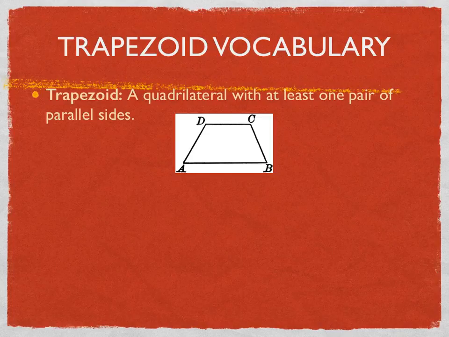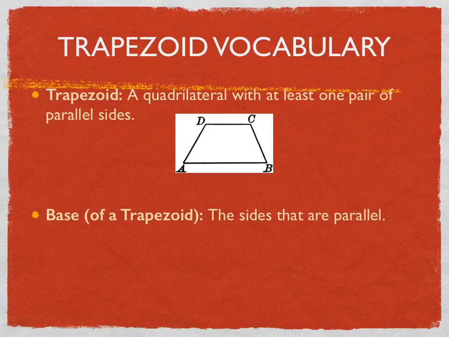Just like we had a feature of the kites that we had to talk about with those ends, we have another one with trapezoids that we need to talk about. It's going to be what we call the bases. The base or the bases of a trapezoid are the sides that are parallel. So it's my parallel sides. Based on this picture here, what are my bases? What sides are they? Megan?